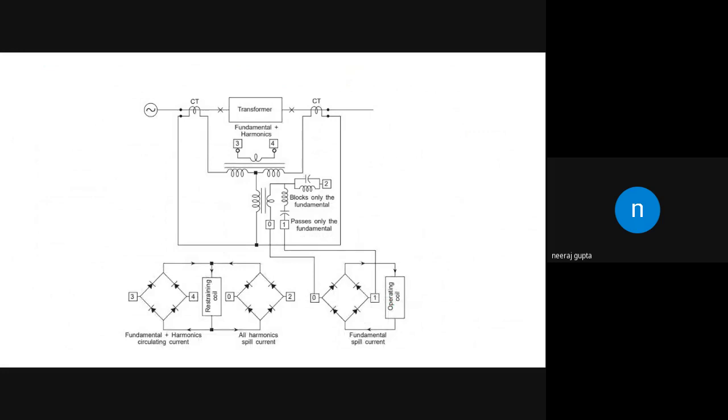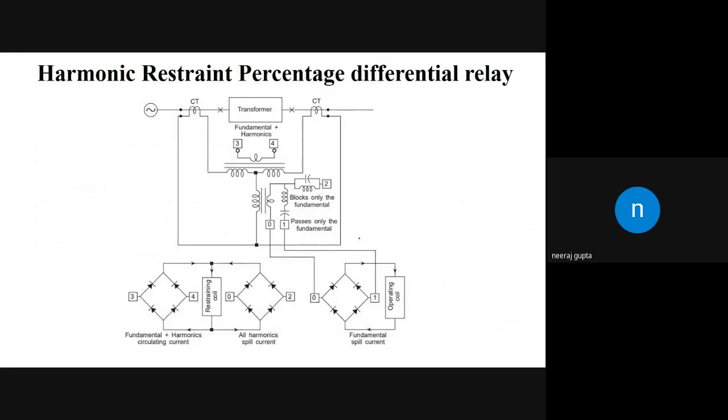Now this is how it can actually be implemented. Terminals 3 and 4 carry the fundamental plus harmonics, and form the restraining coil. Then 0 and 2 carry the spill current, and it will see whether fundamental or harmonics are there. All harmonics in the spill current give the restraining coil. Then in case of 0 1, if the fundamental spill current is there, it will give a signal to the operating coil.